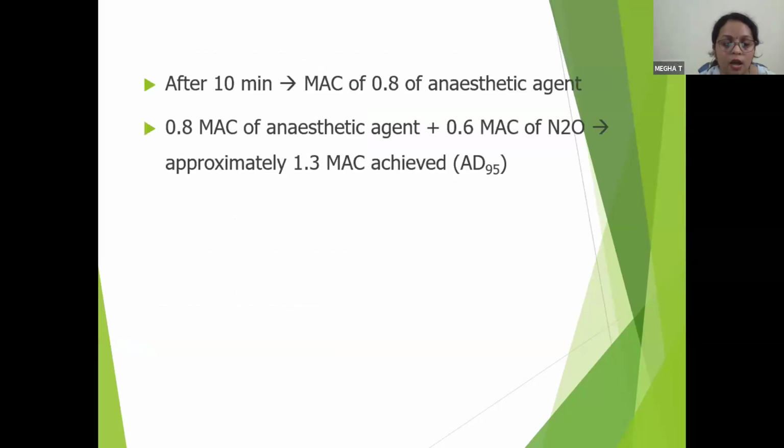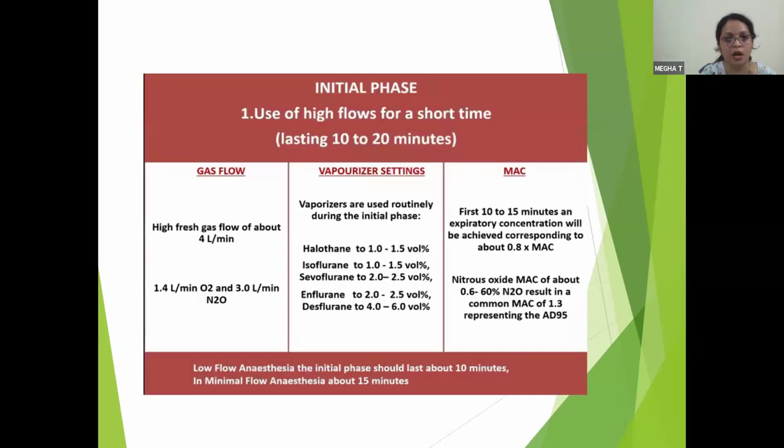After 10 minutes, the MAC of 0.8 would have been achieved. But here, since we are using nitrous oxide and oxygen, you can note that the 0.8 MAC of anesthetic agent plus 0.6 MAC of nitrous oxide is getting added up. So approximately 1.2 MAC is achieved. That is AD95. AD95 is nothing but the anesthetic agent concentration which 95% of patients tolerate an incision without noticeable reaction. So what I mentioned earlier is shown in this column.